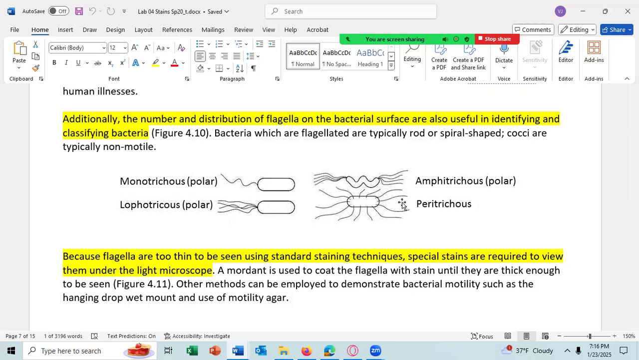You're not going to need to learn the distribution of flagella for any quiz. You only need to learn it for one lab question in this lab. Any question about any of that? So I'm not going to quiz you on the flagella arrangement. Flagella are too thin to be seen with standard staining techniques, so special stains are required to view the flagella under a microscope.